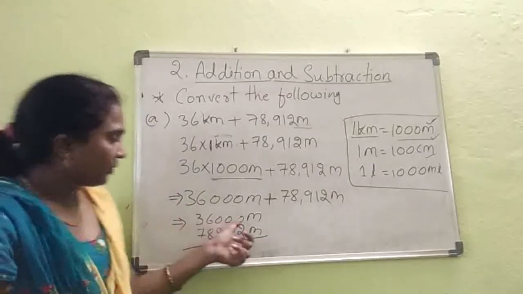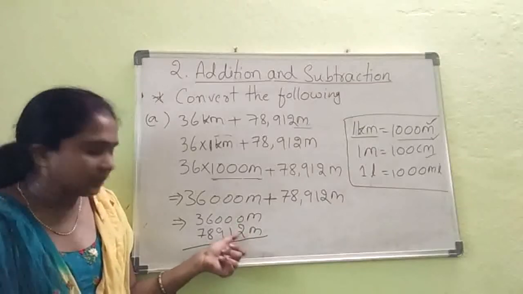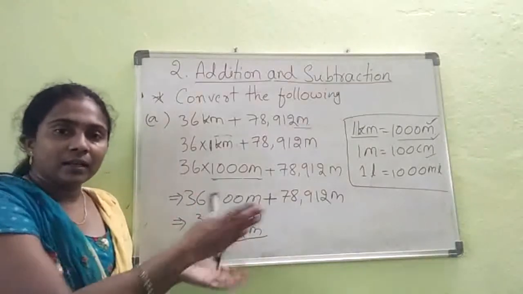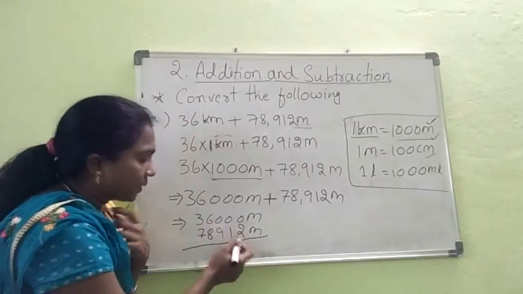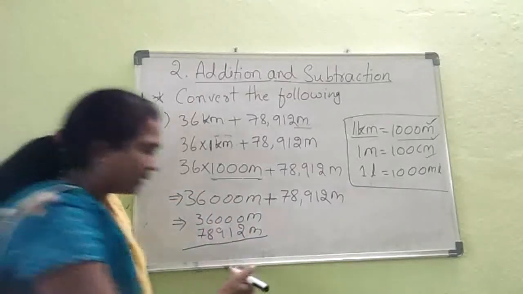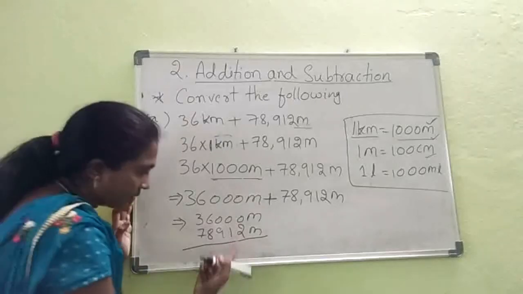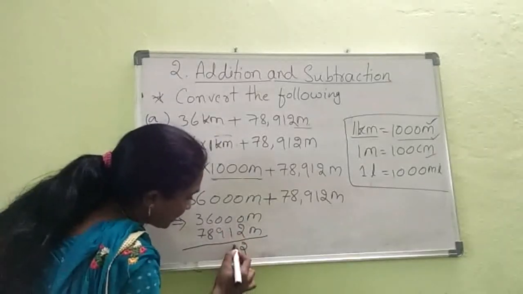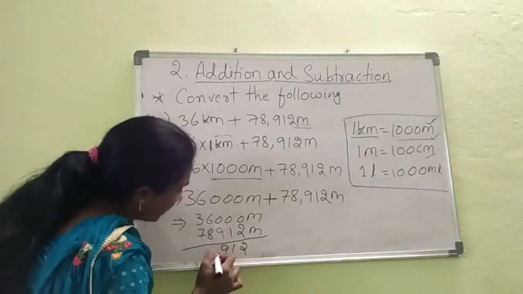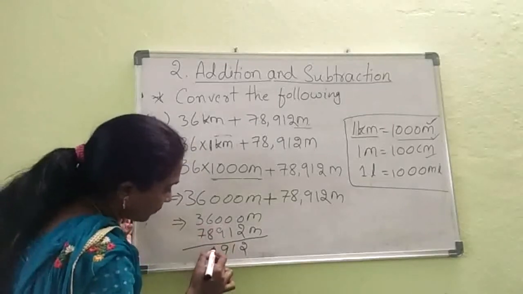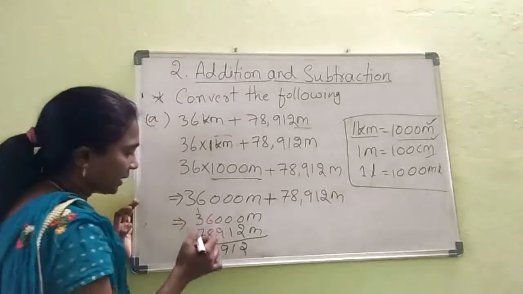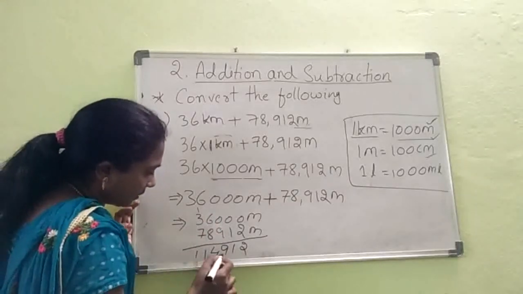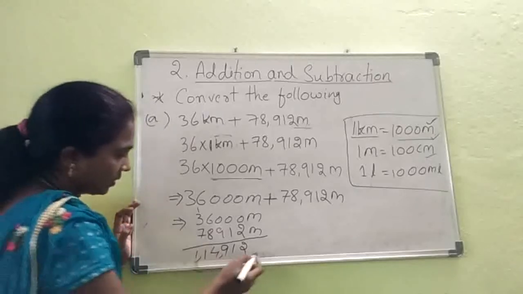0 plus 2. If you add 0 to any number, the value will not change, right? You have already done this. If you add or subtract 0 from any number, the value remains the same. Here 0 plus 2 is 2. 0 plus 1, 1. 0 plus 9, 9. 6 plus 8, 14. 4 should be here, and 1 should be carried forward. 7 plus 3, 10. 10 plus 1, 11. This is the final answer.